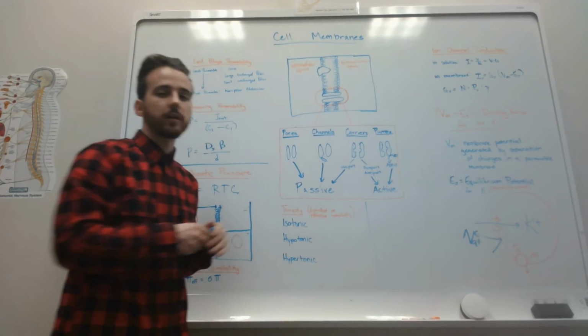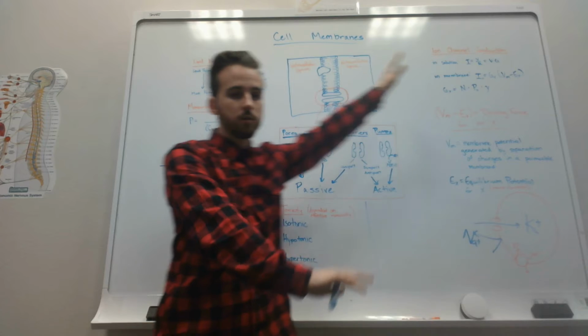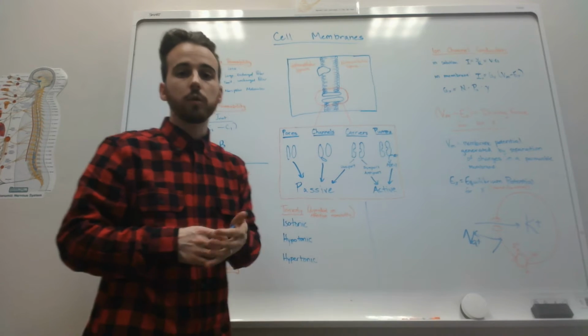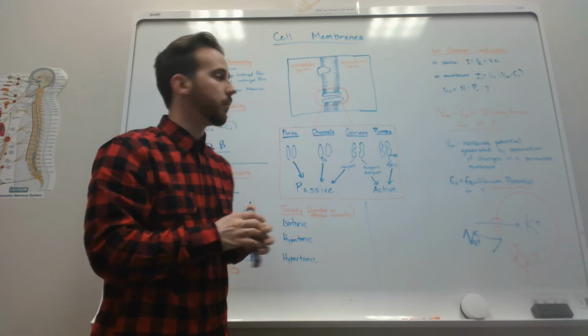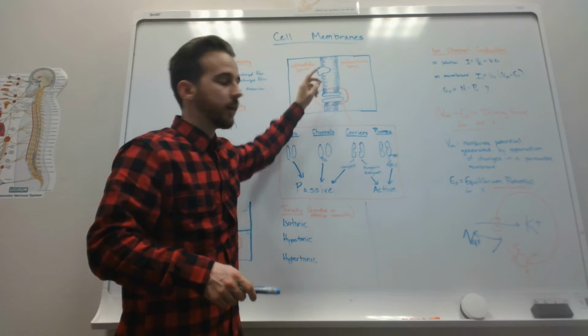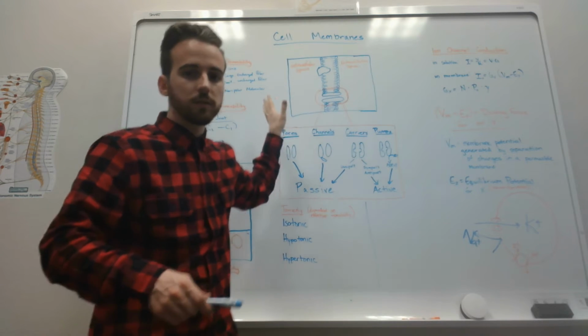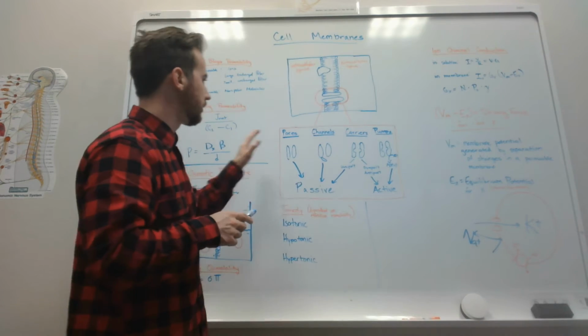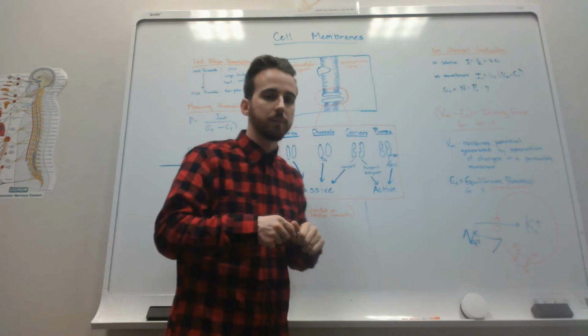This is the fourth and final video I'm doing in a series of everything that's here on the board. In this video, I'm going to be talking about how ions cross the cell membrane. So ions, as we recall, cannot cross the lipid bilayer. They need a protein to facilitate their movement across, and those proteins are pores, channels, carriers, or pumps.